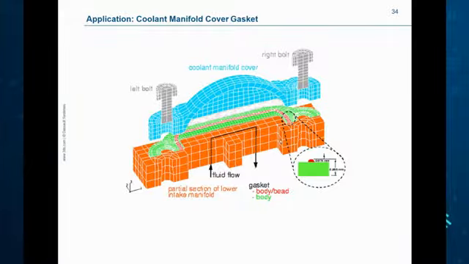Okay, so let's look at another example. This is a more elaborate example that comes from the Abaqus documentation. And this example has a coolant manifold cover. There are a couple of bolts, and then there's a manifold below that. And there's a gasket compressed in between. And over here to the right, you can see what the real gasket cross-section looks like. It has a body, and then there's a sealing bump on the top of it.